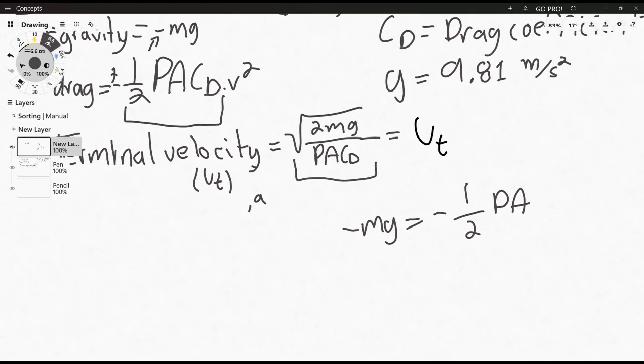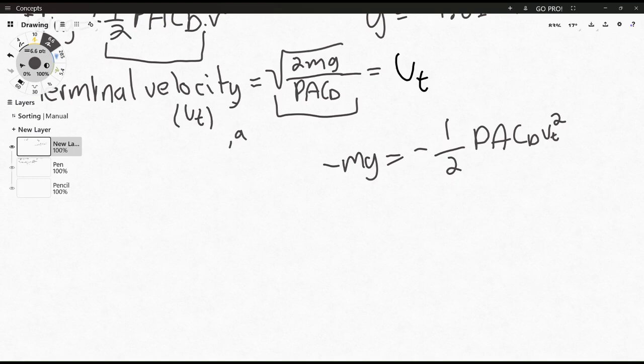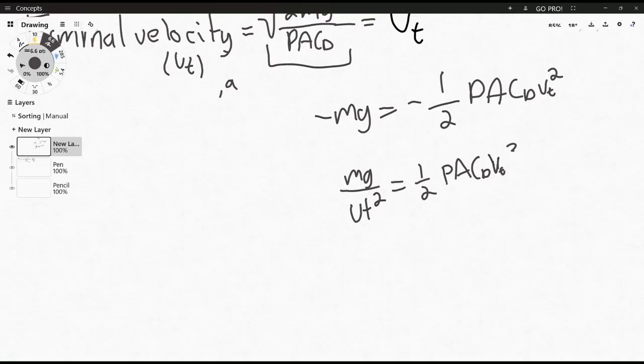Negative P times the cross-sectional area times the CD times V squared. This V squared is going to become VT squared because we're solving for terminal velocity, right? If we want to have everything positive, it's just going to be mg equals 1/2 P A CD VT squared, right? This T is a subscript, so it's just to determine VT. Now, actually I'm going to keep the negatives on here.